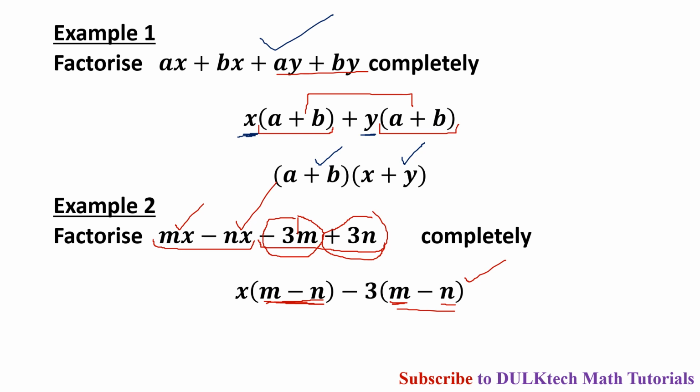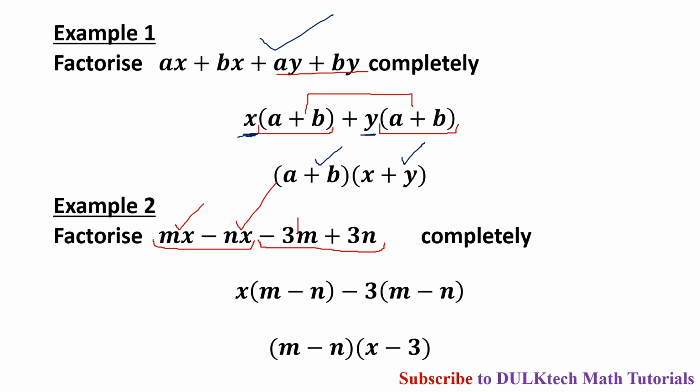So we now have this expression. The next thing is to take out the highest common factor there. We now have the highest common factor, which is m minus n. M minus n is common on these two, right? So let's now take out that highest common factor. We are taking m minus n, and if we take out m minus n, we remain with x minus 3 like this. So we have factorized completely.